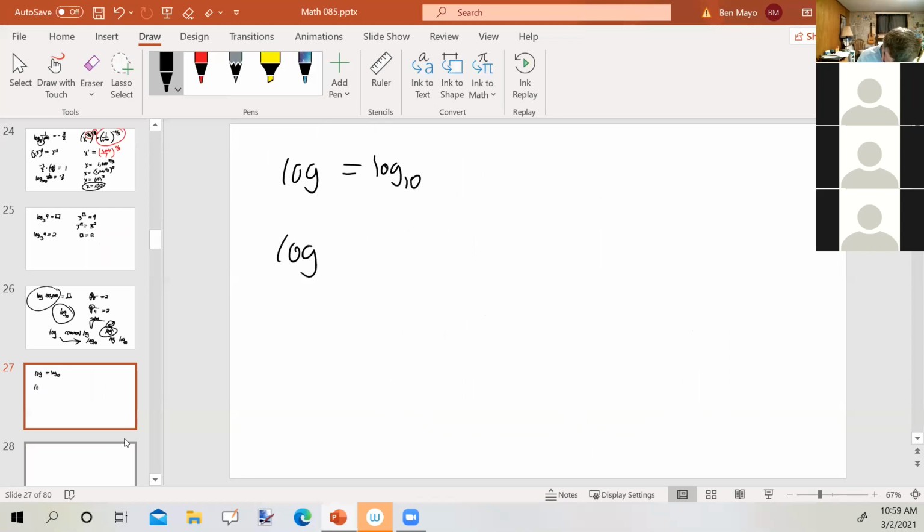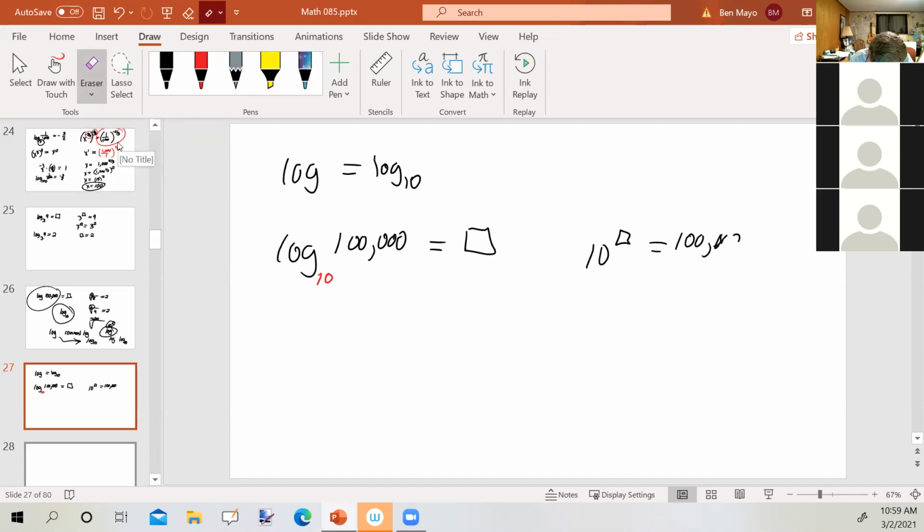It said log of 100,000. Okay, so I'm going to go ahead and remind myself that there's an implied 10 there. And I'm going to say, I don't know what it's equal to. We'll just call it box. Okay. So then 10 to the box power equals 100,000.